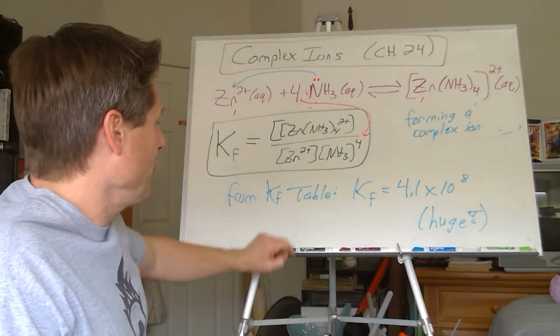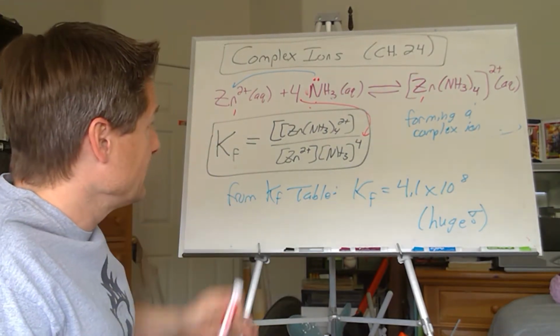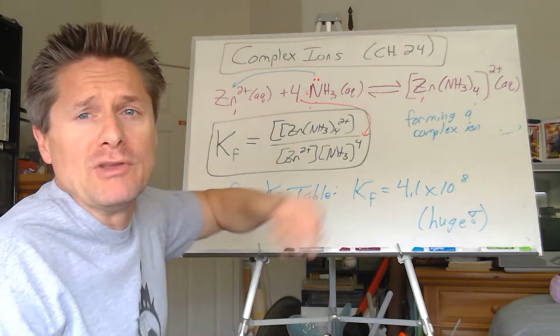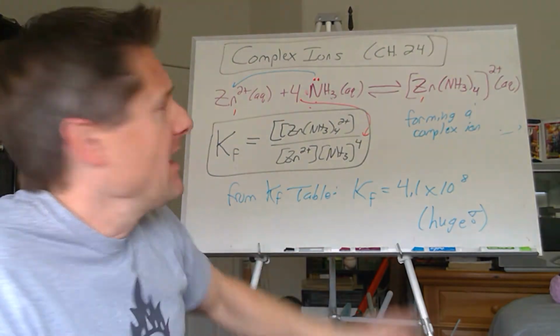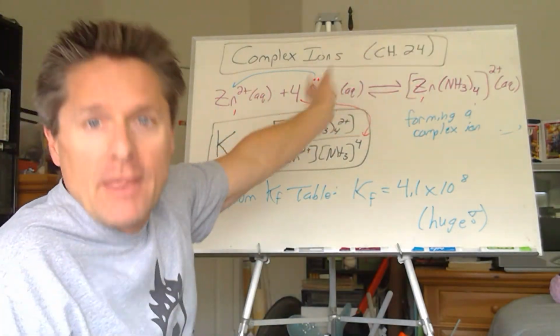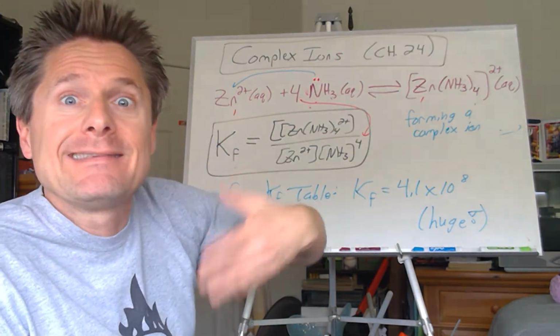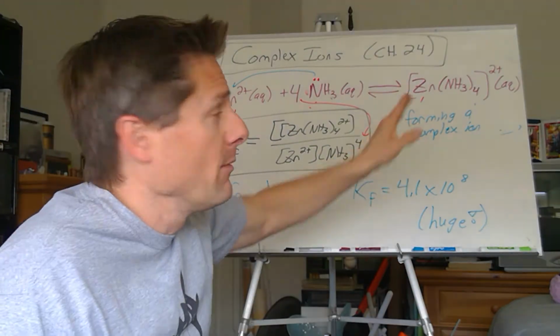And there's one extra factor I want to put on here when we do this. We're adding 4 ammonias. In reality, kind of like a polyprotic acid or base, it goes step by step. You add 1 ammonia molecule, then another, then another, then another. It gets successively harder and harder to form this.